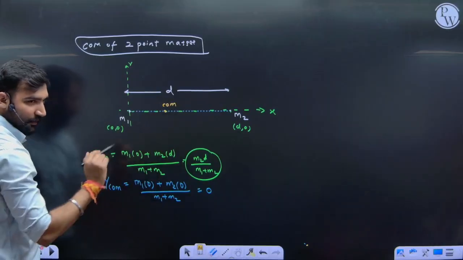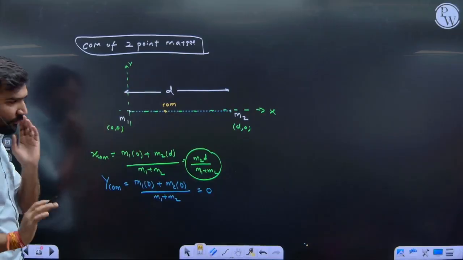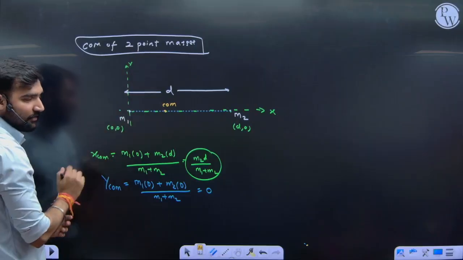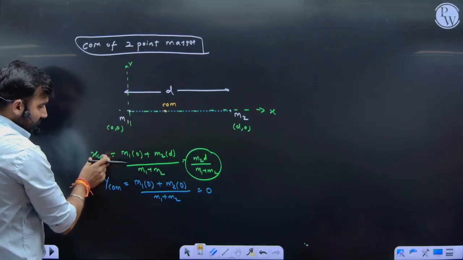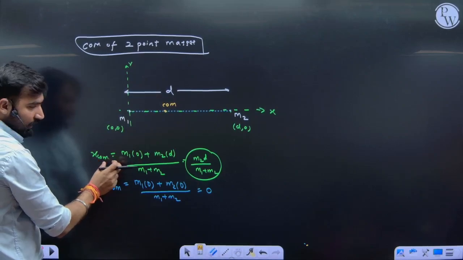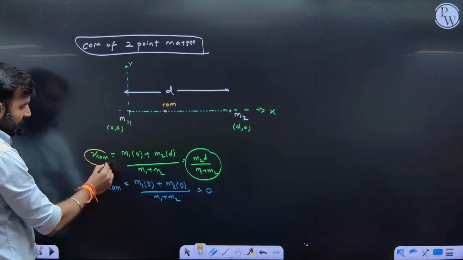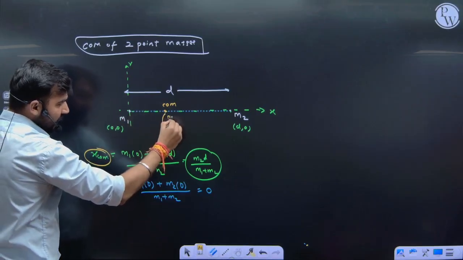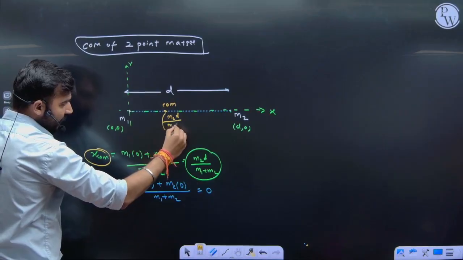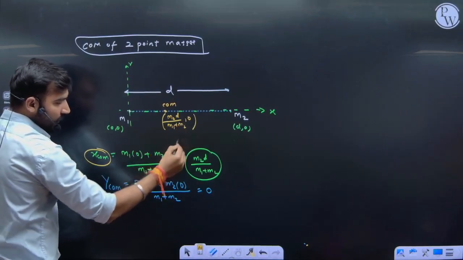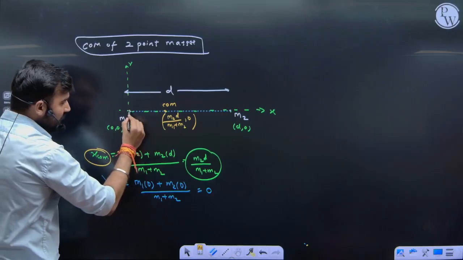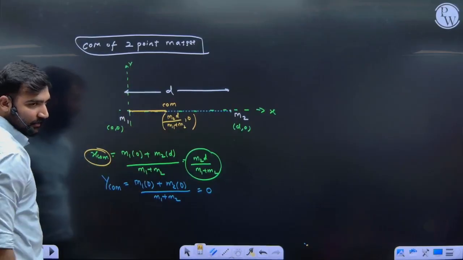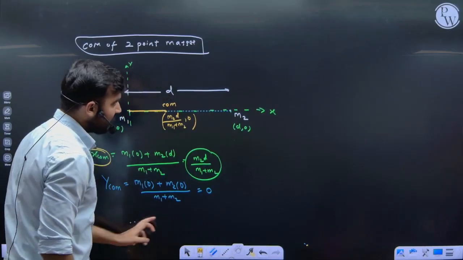Now see, what you have to remember. Direct formula I am saying. If two masses are given, then you won't do the x-axis, y-axis; we have just done the proof. This is the origin and this is the x coordinate of center of mass. This coordinate is m2 d by m1 plus m2, comma 0. So this coordinate is representing this length.